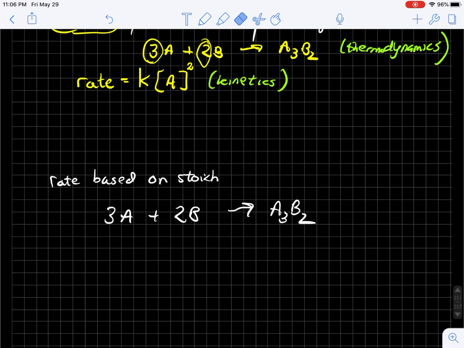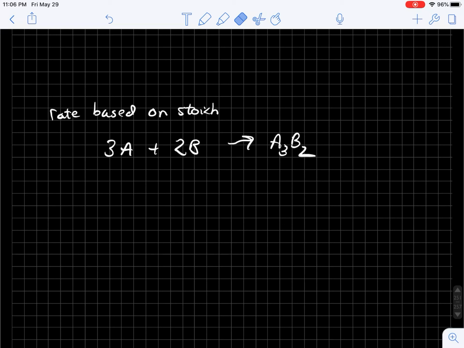Now, what good is the stoichiometric equation then? Well, we can base rate on stoichiometric equation from a conceptual point of view. Think about it. If you are using chemical A and you are using chemical B to produce this product, A3B2, we need 3 particles of A, 2 particles of B to produce only 1 particle of product. So that means that we are consuming A 3 times faster than we are producing A3B2. Not only that, but the change is going 3 times faster and in the opposite direction.